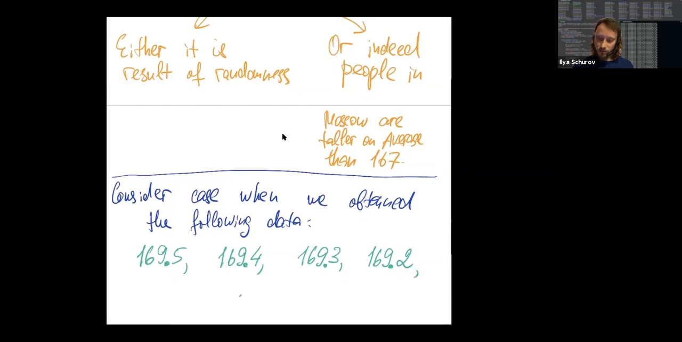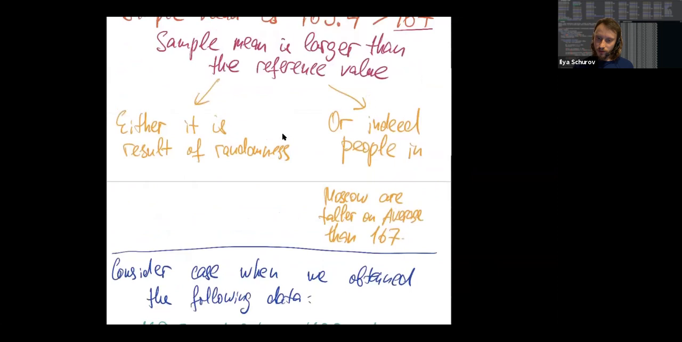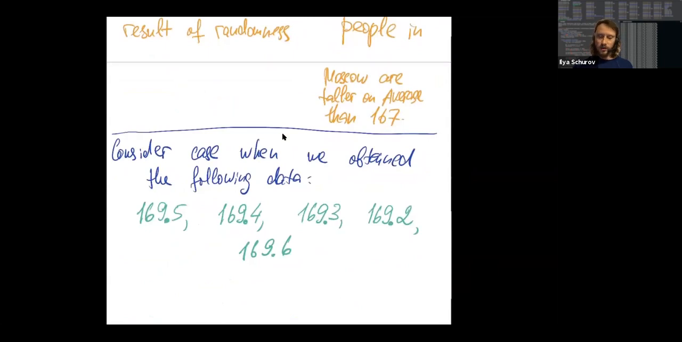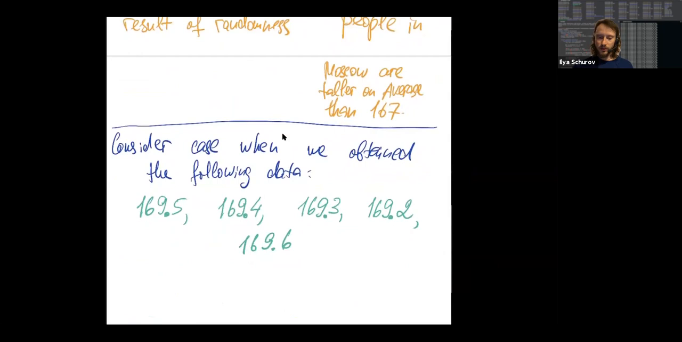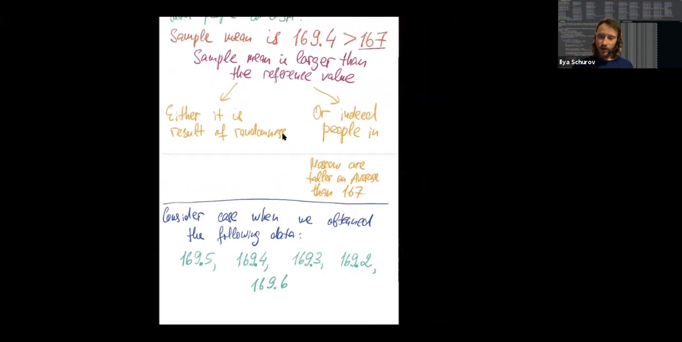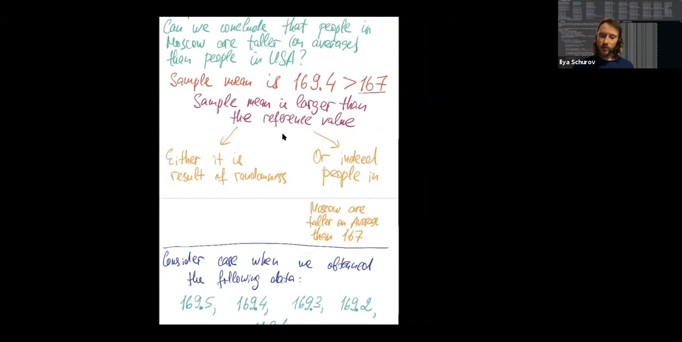So let us assume that my sample now is not the sample that I wrote previously, but another one. In this other sample, I have these five values. They all begin with 169, and then we have .5, .4, .3, .2, and .6. How do you feel? Again, I ask the same question. Assume now that we have this data. Can we conclude, according to this data, that people in Moscow are taller on average than people in USA?